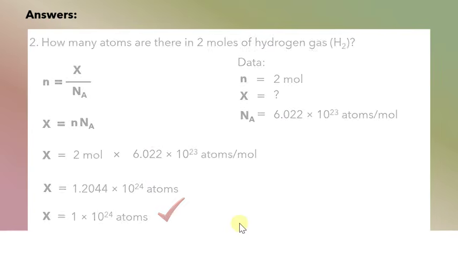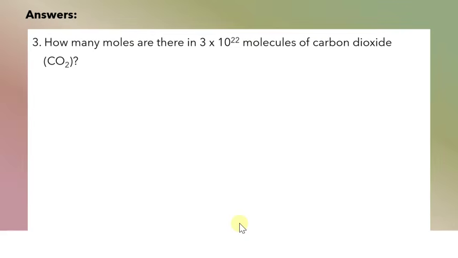Then we move to question number 3, which says how many moles are there in 3 times 10 to the power 22 molecules of carbon dioxide. So what are they asking you to find? They're asking you to find moles. So the same formula applies. Number of moles is equal to number of elementary particles over Avogadro's constant. So we'll put our data as usual. Number of moles, are we provided? No, that's what they're asking. How many moles? So we'll say this is what we are going to find.